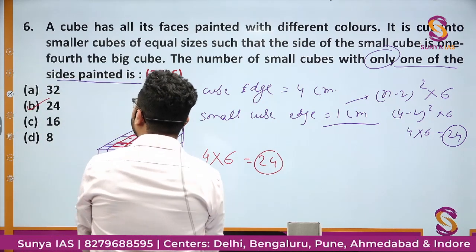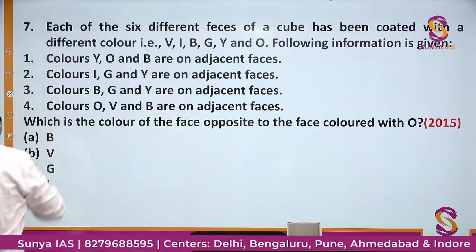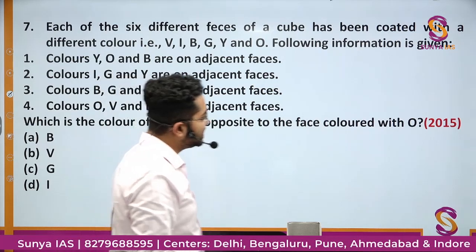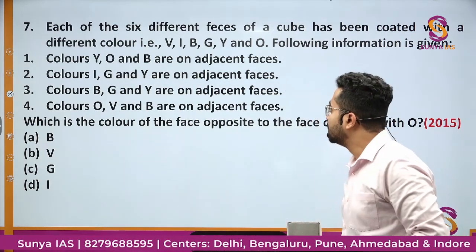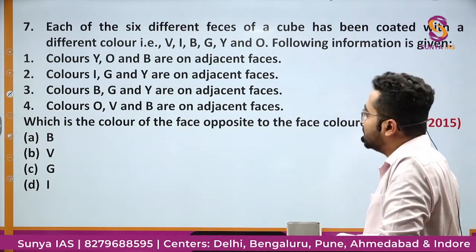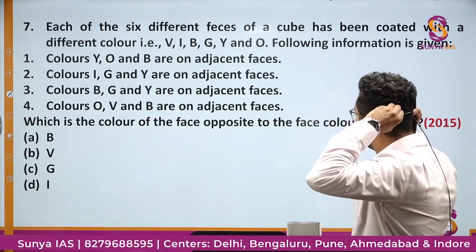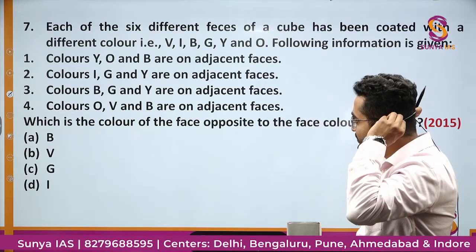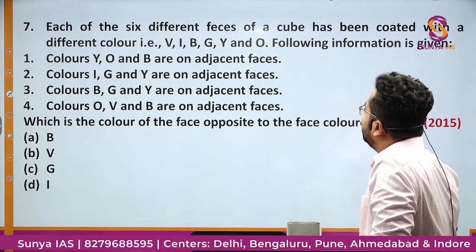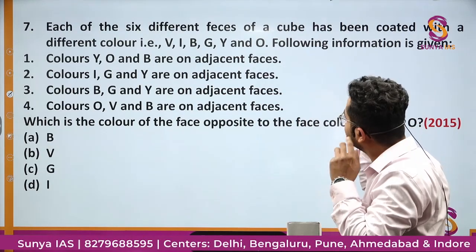So now we will move on to question number 7. This question was asked in the year 2015. So what they are asking, let's see. Each of the 6 different faces of a cube has been coated with a different color: V, I, B, G, Y, O.